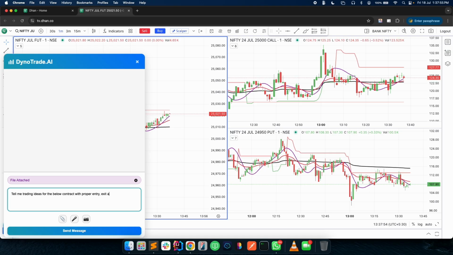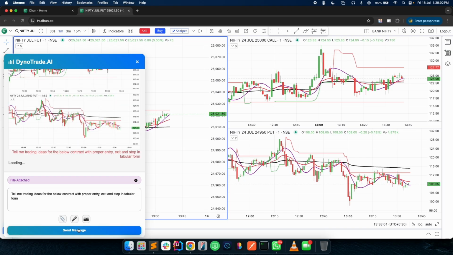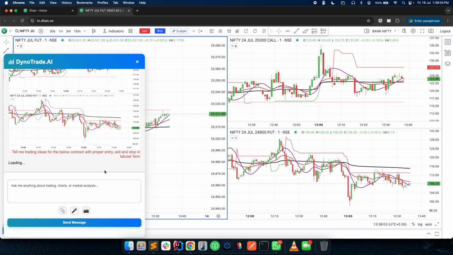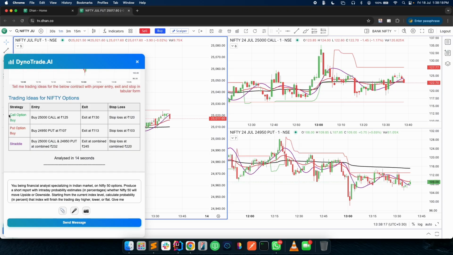entry, exit, and stop in form. Okay, so let's see whatever AI is suggesting. Based on that, we'll take a trade. It will take some time. It just suggested ideas: call option is a buy because, as I expected, it's kind of doing a reversal. That's what it suggested.